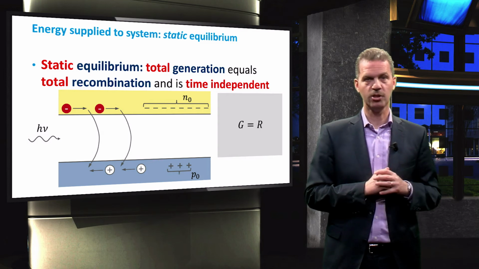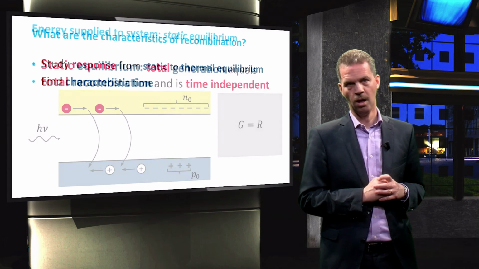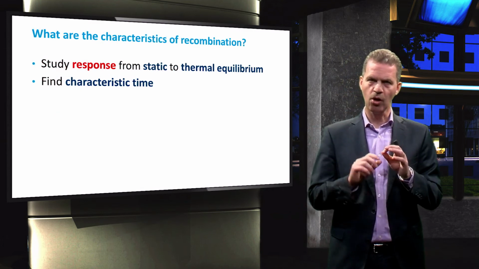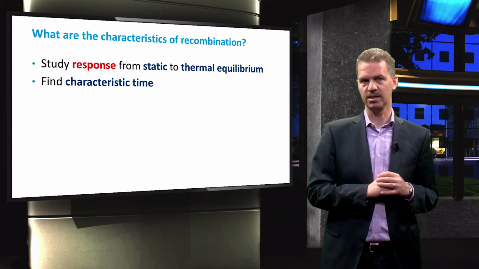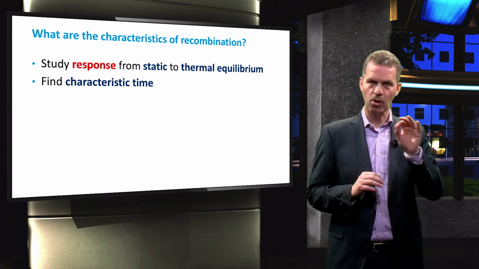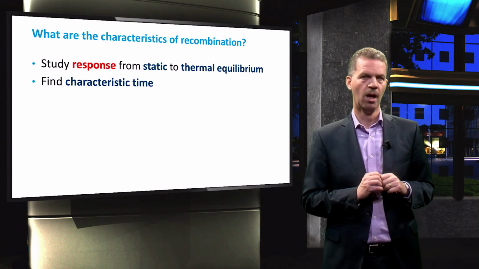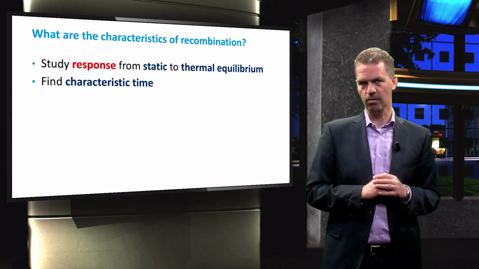We turn our attention to the characteristics of the recombination rate. We do this by looking at the response if we turn off the external generation at time t = 0 and look at the response of the system as it relaxes back to thermal equilibrium. In particular, we will be interested in the characteristic time of this relaxation process.